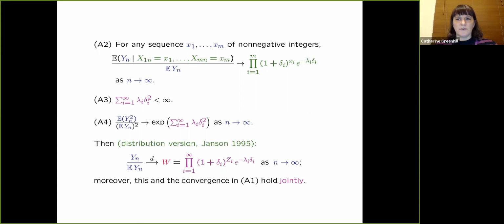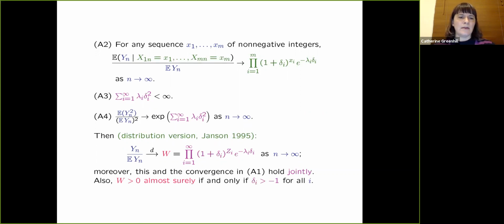This convergence with the yn and the convergence that you get for the xi hold jointly, which means you can grab y and a few of the xi's and let them all tend off to their limits together. And W is positive, essentially with probability 1, if and only if all of the delta i's are strictly bigger than -1. Because you can see in that product, if a delta i equals 0, then W is going to equal 0. Okay, so this is what the limiting, the asymptotic distribution of yn ends up looking like.